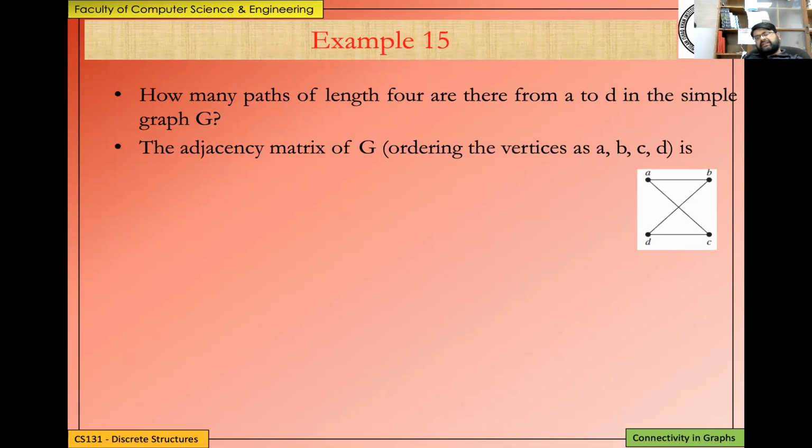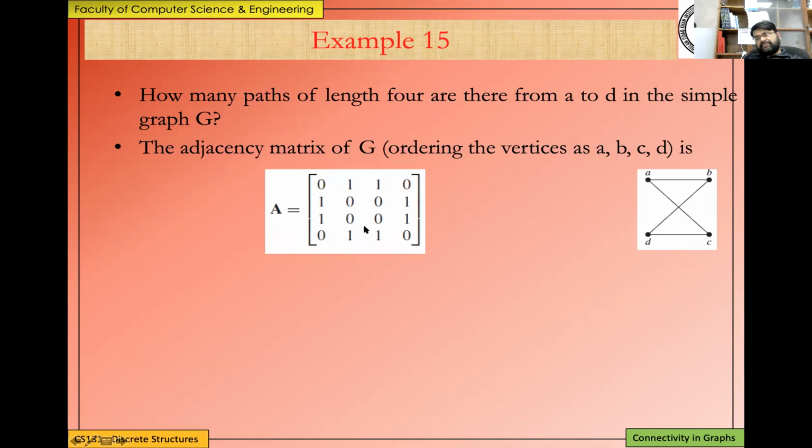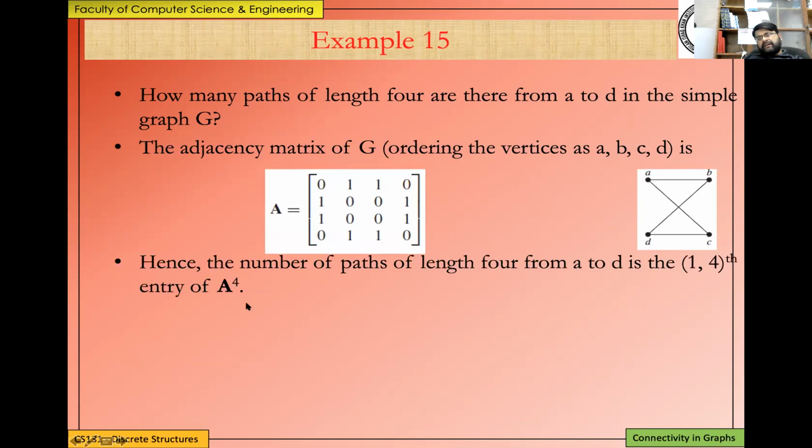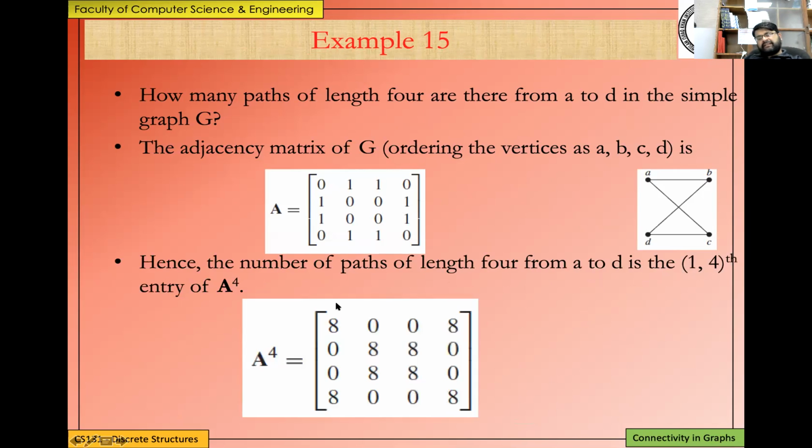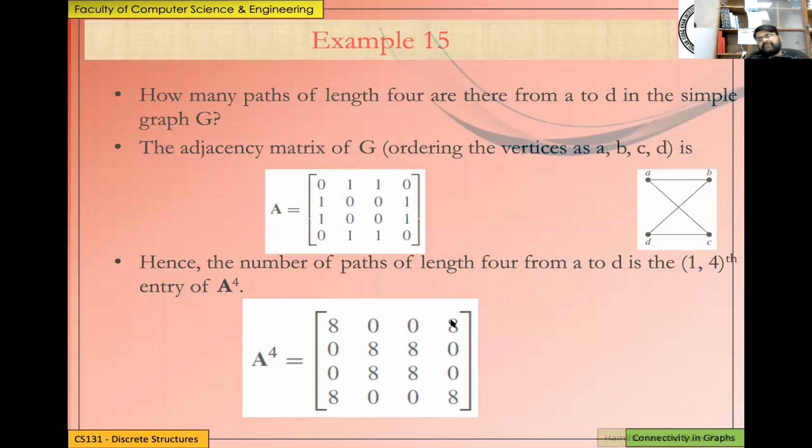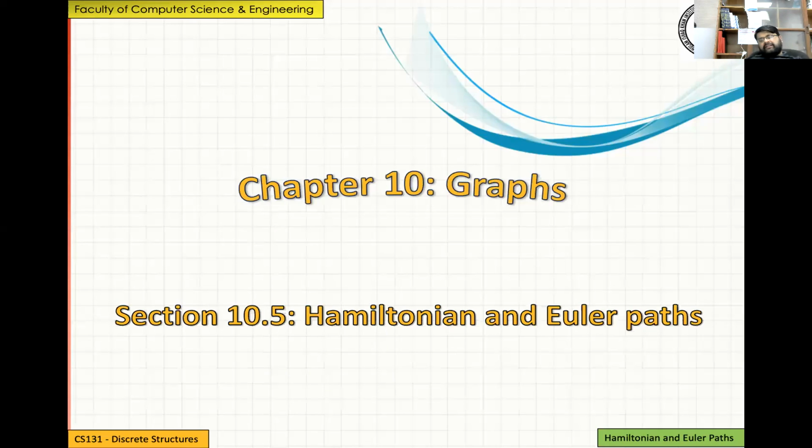The adjacency matrix of G, ordering the vertices A, B, C, D, E, is this. Then you raise it to the power 4. The number of paths of length 4 from A to D is the 1,4 entry of this, which is this one, and hence the answer is 8 in this case. So that brings an end to lecture section 10.4 about graphs.